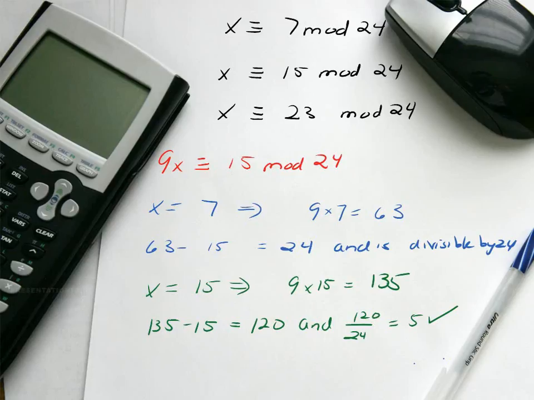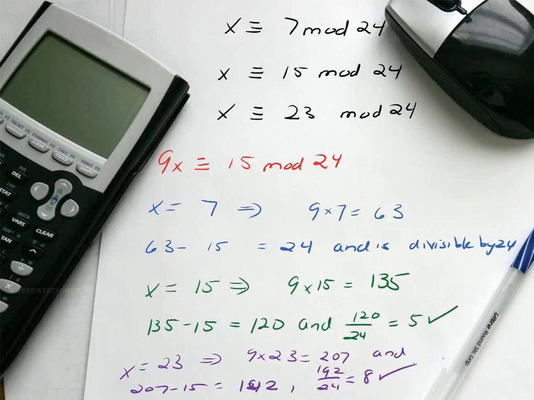63 minus 15 is 48. Yes, and that's divisible by 24. That's what she just said. Oh, okay. Right. It's divisible by 24. That's what I need. Just scratch the 24, say it is divisible by 24. And there's the last piece.